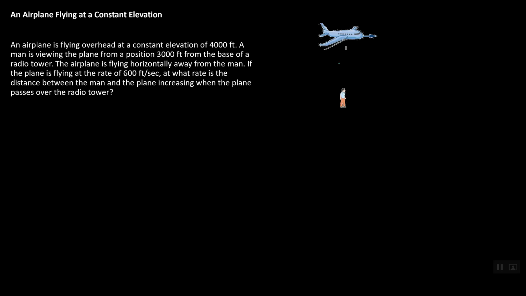So if we try to draw a diagram, maybe we'd start off with saying the plane is over the man, 4,000 feet above the ground. The man is viewing the plane from a position 3,000 feet from the base of a radio tower. So we add a radio tower to our drawing, and we say the man is 3,000 feet away from the radio tower.